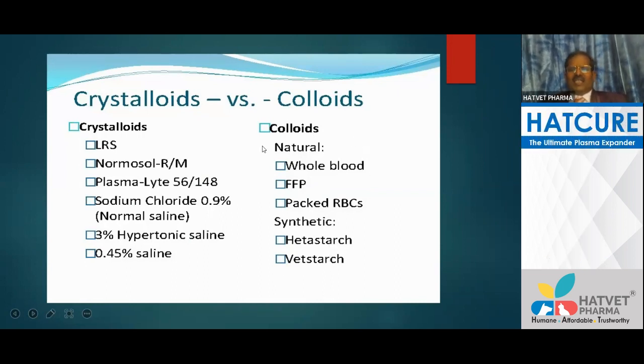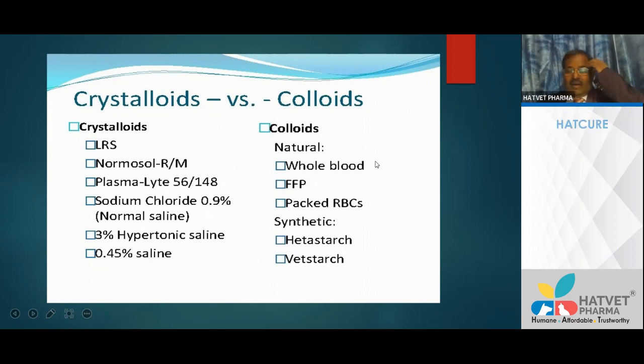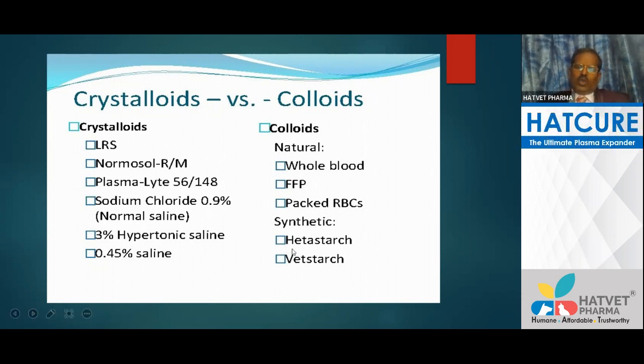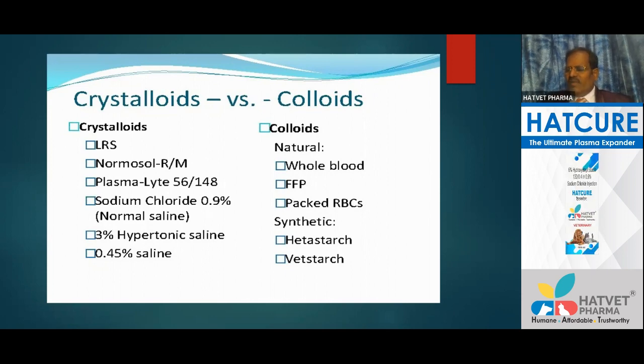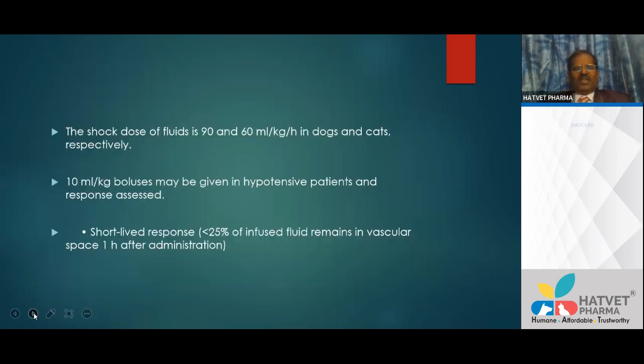On many occasions, if you are getting the colloid problem, if the animal needs it, for example, parvoviral disease with vomiting, diarrhea with blood loss, use HES starch, or wet starch is also available, 5 to 10 ml per kilo body weight. Don't use Haemaccel and all. Their molecular weight is very small, but HES starch molecular weight is 2 lakhs. It can stay in the blood vessel for a longer time. That's the way HES starch is being used.